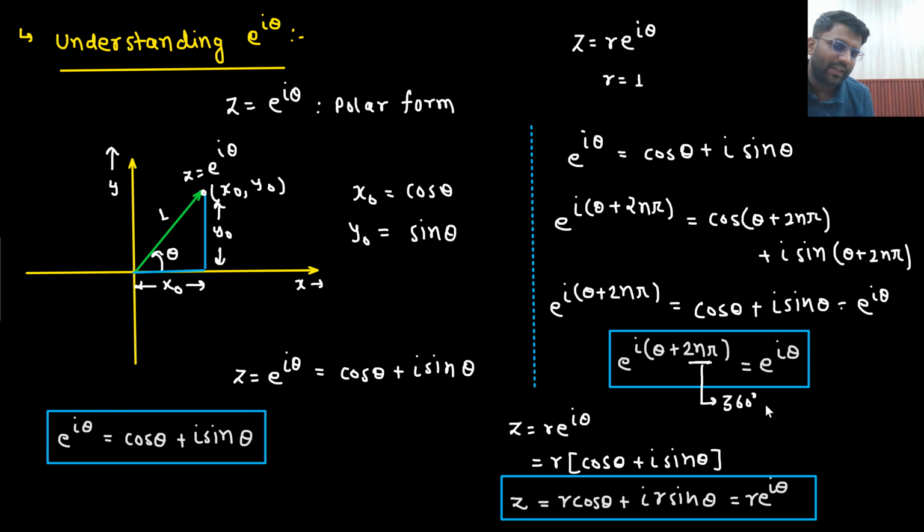360-degree angle or multiple of 360-degree. Right? Understandable?